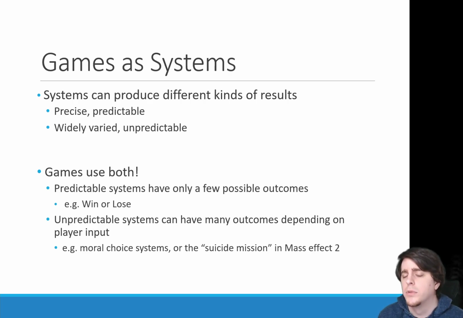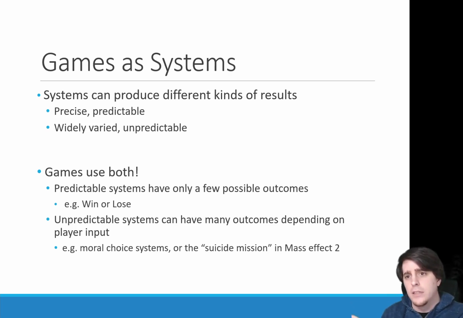So, thinking about games as systems and systems in general, systems can produce all different kinds of results. With some systems, the results are very precise and predictable. In other cases, some systems have really varied and very unpredictable results. And this really depends on what makes them up, how many different elements there are, how many different possible interactions there are. And there's a lot that can go into that. Games use both of these. Certainly, at a very high level, you can think of one of the upper layers of systems in a game as being a very predictable system that only has a few possible outcomes. In this example, you can say we can win the game or lose the game based on a bunch of different things that interact as a player plays.